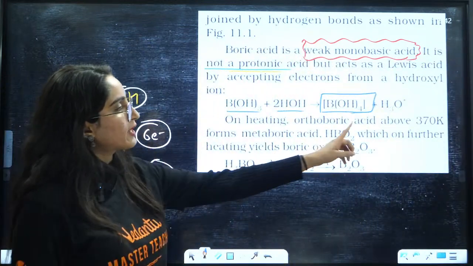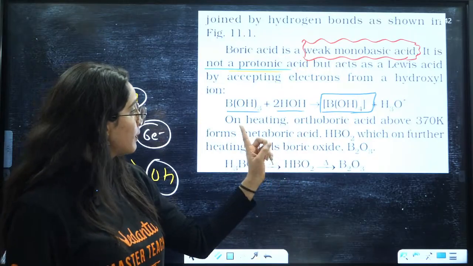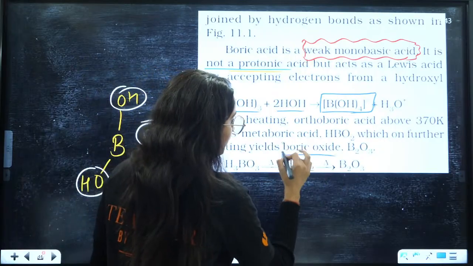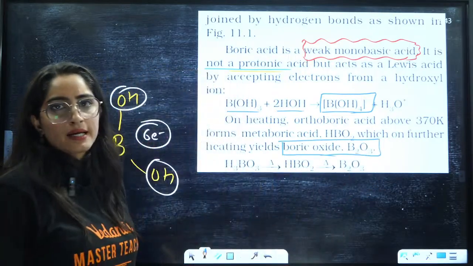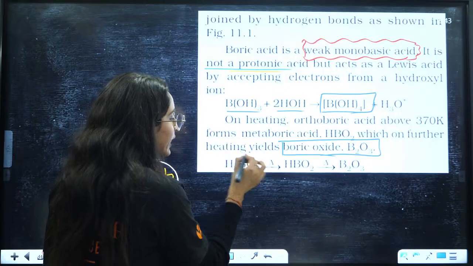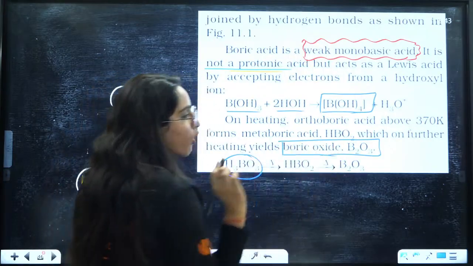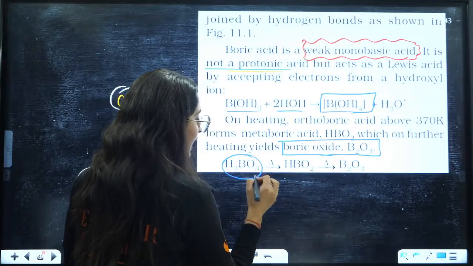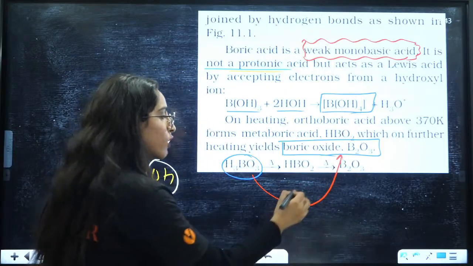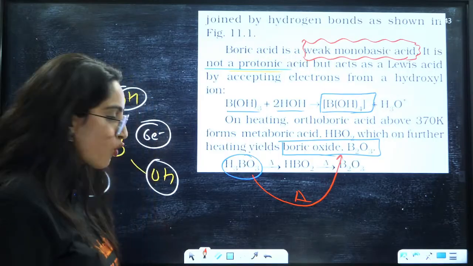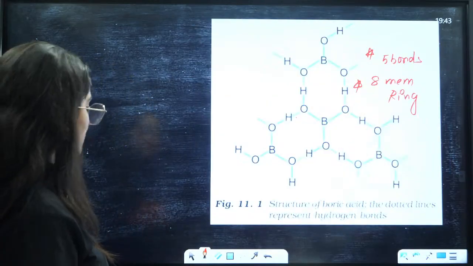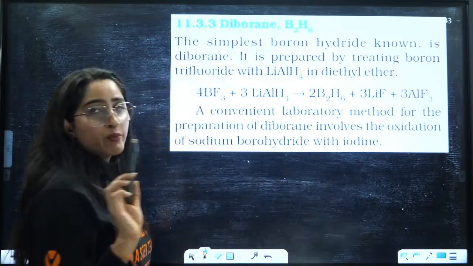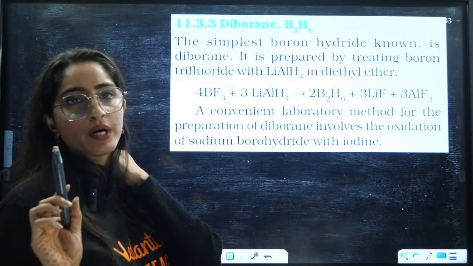On heating orthoboric acid, above this, the metaboric acid, that is HBO2, is formed, which on further heating yields boric oxide, right? You just need to remember, when you heat boric acid, boric oxide will be formed. That's it, okay? When you heat boric acid, boric oxide is formed, right? Okay. Next is the structure we have done. Next is diborane.